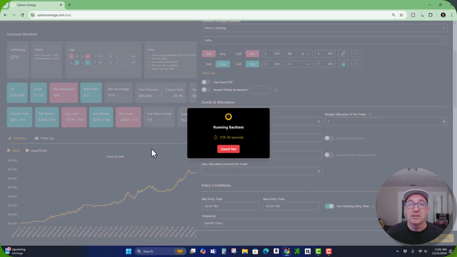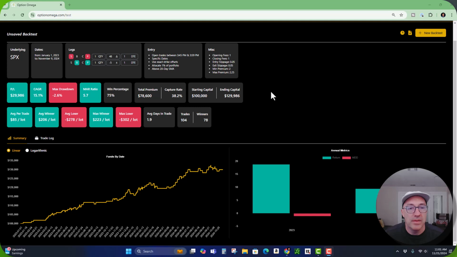And let's see what that looks like. All right, so that run is done, and we can see a couple things. Again, all the stats are the same. We're still risking the same amount, the amount per trade. We made almost the same amount as the $25,000 account with 3.